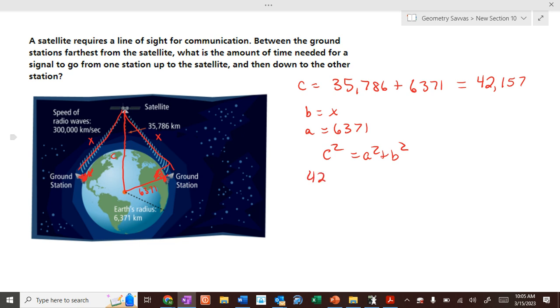So 42,157 squared equals 6371 squared plus x squared. So on your calculator, take 42,157 squared minus 6371 squared, because I want to know what x squared is. What is x squared? Very large number. Yep, it's like 10 digits long.